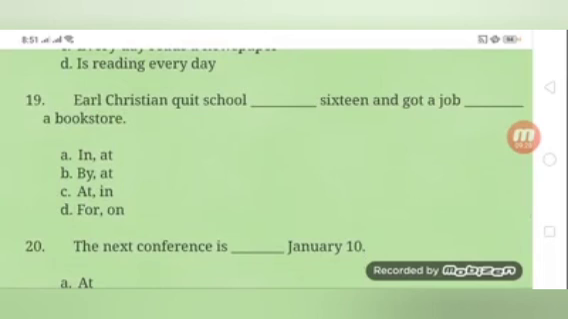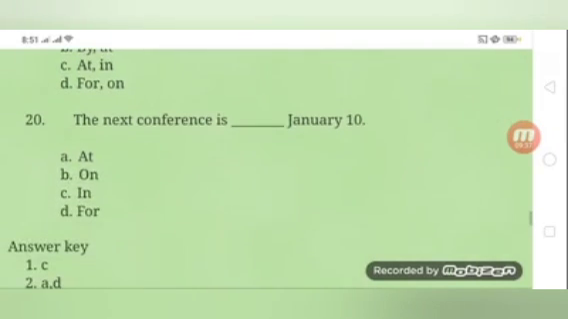19, Earl Christian quit school at 16 and got a job in a bookstore. Okay, at 16, at 17, like that. Next, number 20, last number. The next conference is, okay, again, this is a date or day. So remember the prepositions of time, that is on. Okay, so the next conference is on January 10.